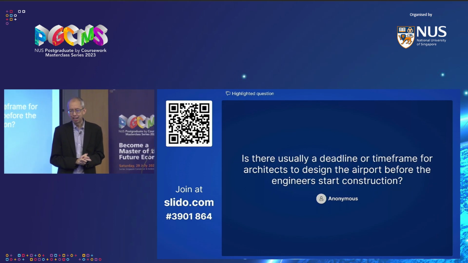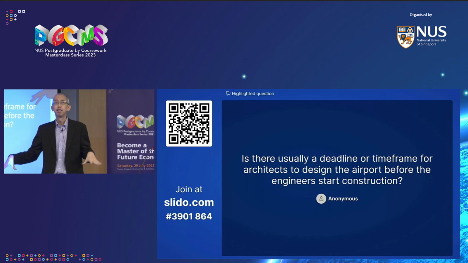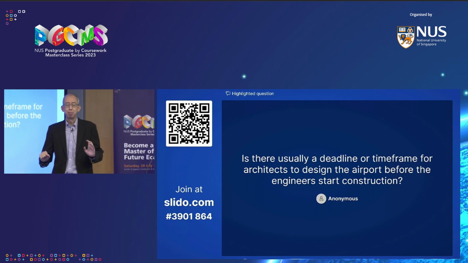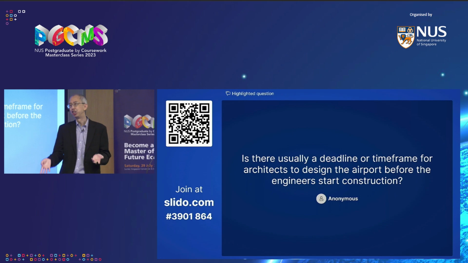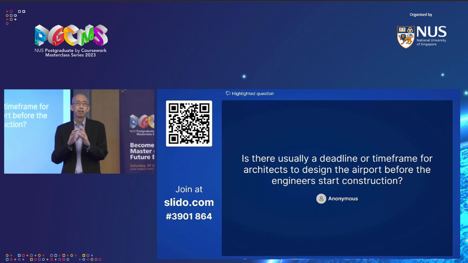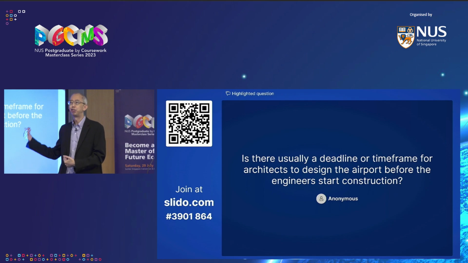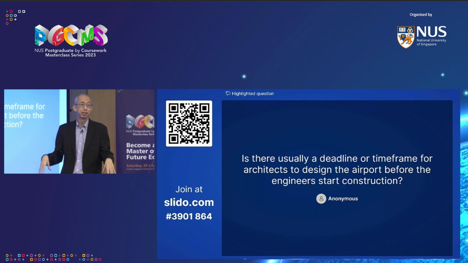Is there usually a deadline or time frame for architects to design the airport before the engineers start construction? Well, the master plan has to be completed first, right? An airport planner can be an architect, an engineer, or any of the built environment professions. Just now you saw the example of T5. Everything else can be built, like they were building runway 3 since 2017. In the meantime, they've already designated roughly where the terminal is going to be. The shape is roughly there. They can put curves and adjust it slightly.